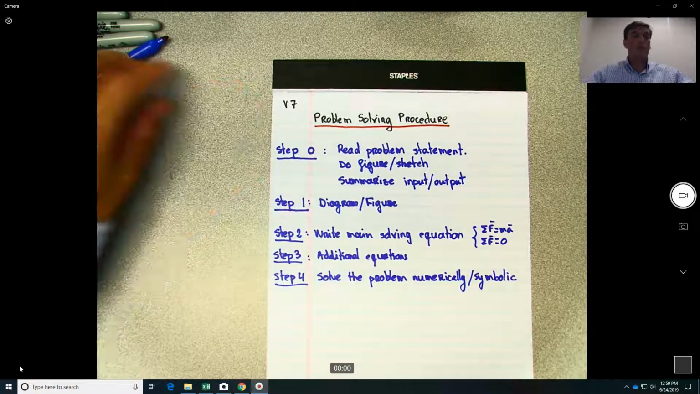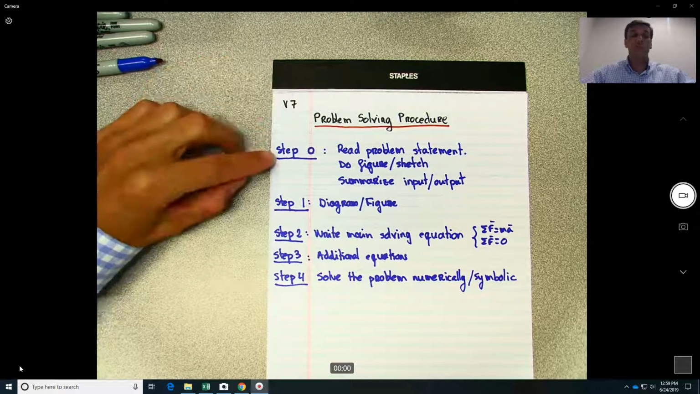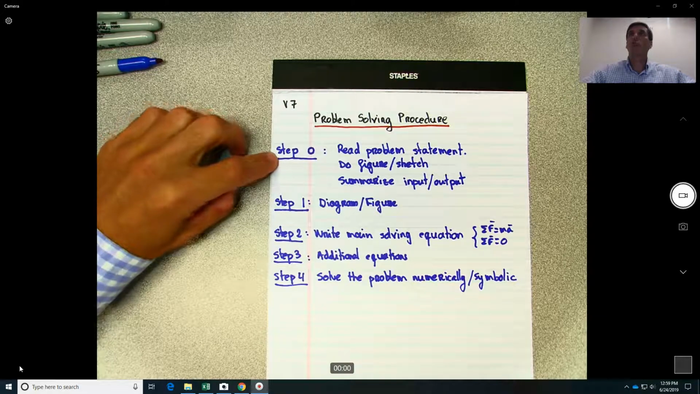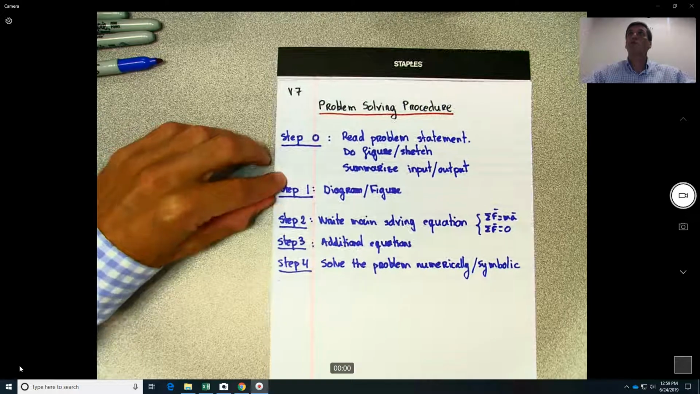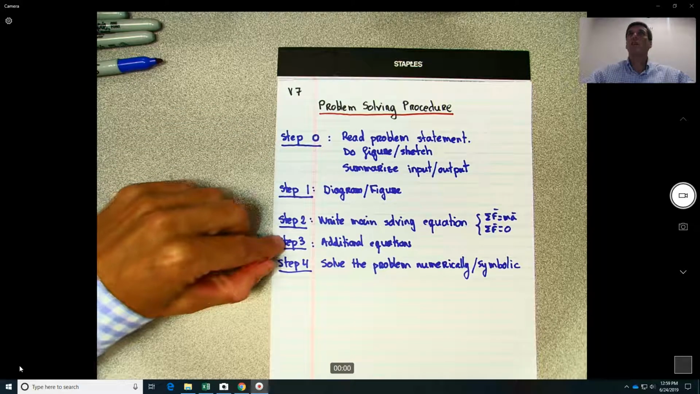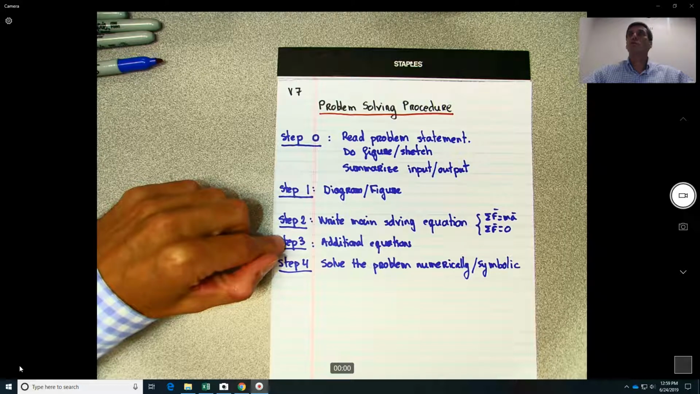Okay, so after looking at the problem solving procedure, step 0, you need to do some type of figure sketch summarizing the inputs and outputs of the problem. Then you need to do some type of figure from which you will be able to write down the equations in step 2. Okay? Then in step 2, you start solving the problem.